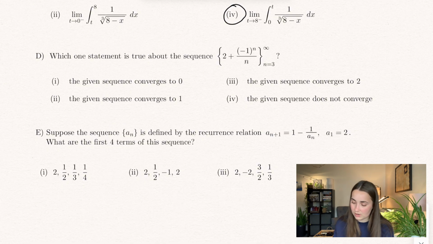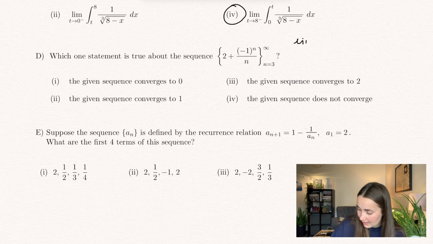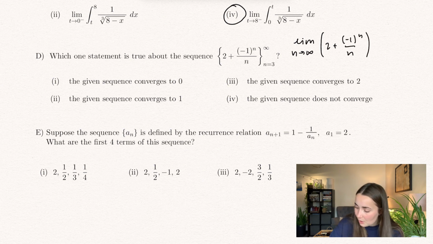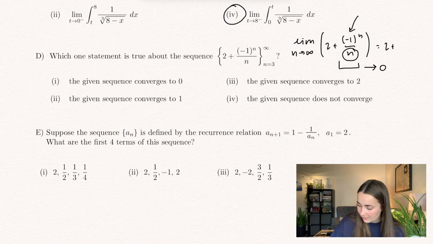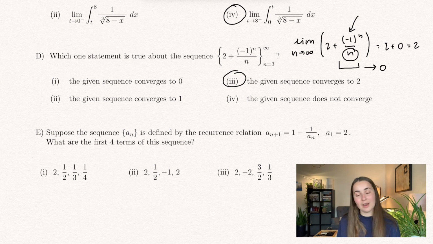Now, which statement is true about the sequence? It converges to 0, it converges to 1, it converges to 2, or it does not converge. Well, we can use the limit as n approaches infinity of 2 plus negative 1 to the n divided by n. Even though the negative 1 to the n is oscillating between positive, negative, positive, negative, that denominator is going to get really, really big. So this whole thing is going to approach 0. This is equal to 2 plus 0, which is equal to 2. So it's going to converge to 2.